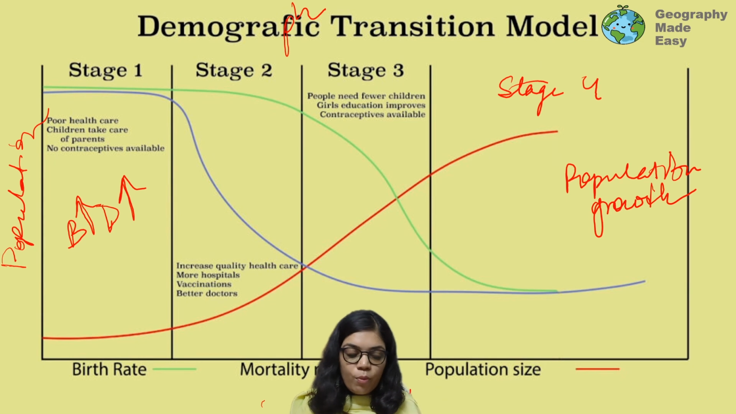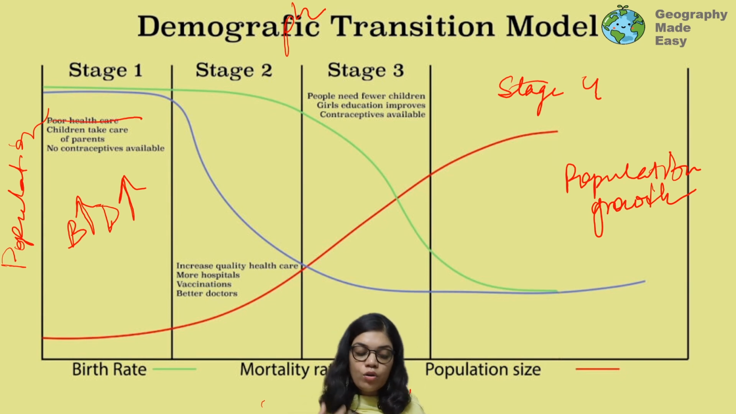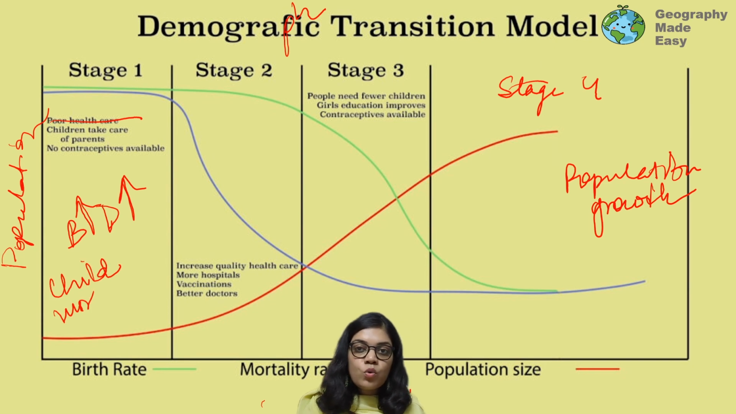Stage 1 of population is seen in such countries where healthcare is poor, and we see that a lot of children are being born because child mortality is high. So we see this happening where child mortality is high and use of contraceptives is unavailable. So people do not know how to control birth.